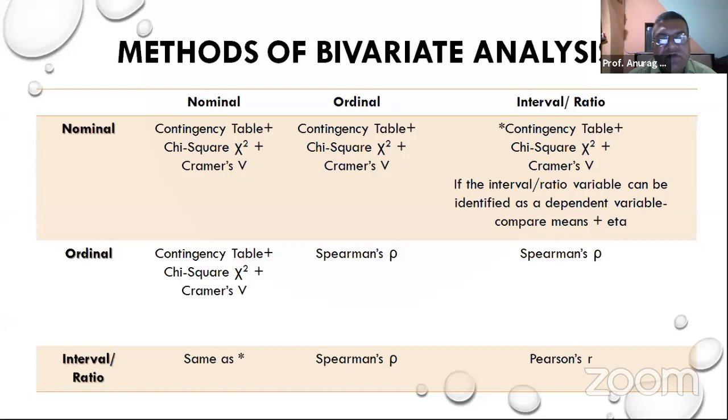And the last one is when you go for row number 3 and column number 3, that is interval and ratio scales. There you find Pearson's R, Pearson's correlation coefficient. So the slide number 14 of my presentation is the Bible. You can take a screenshot of this, and on the basis of this, first you will identify your data and then apply the appropriate technique.